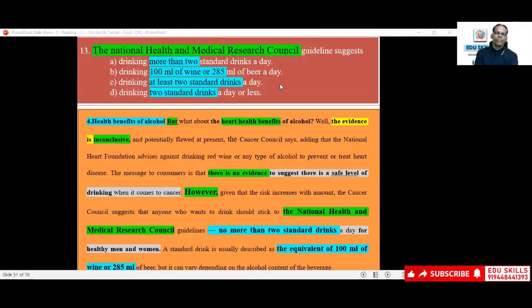Now coming to a scale question. The National Health and Medical Research Council guidelines suggest, again a suggestion. See the highlights, you can see more than 2.